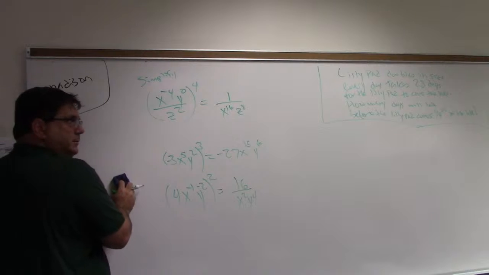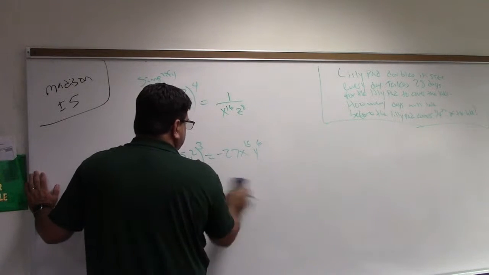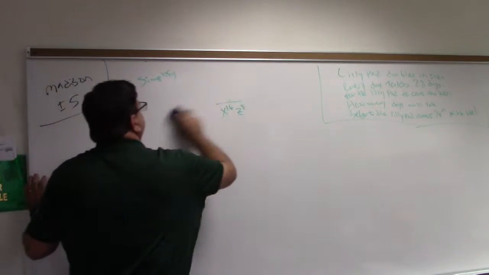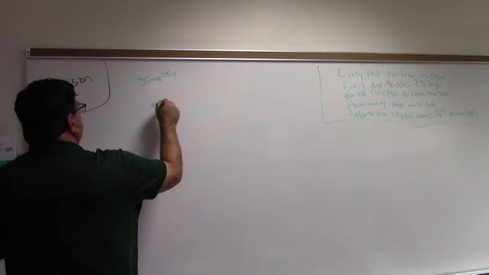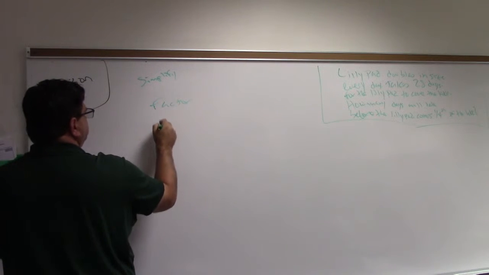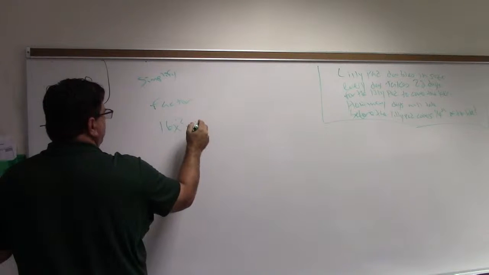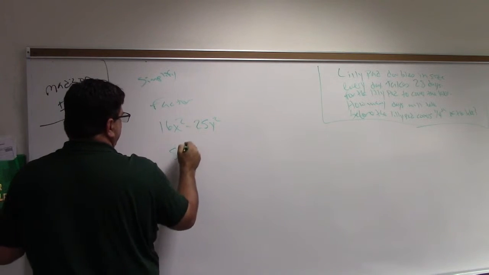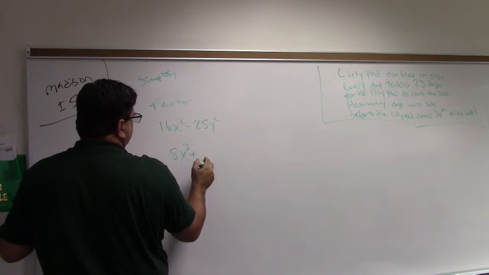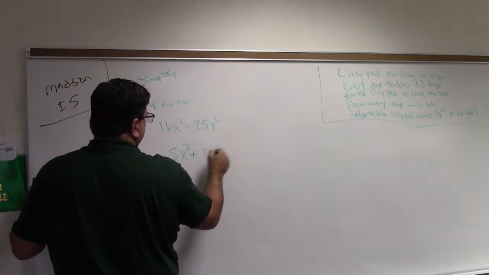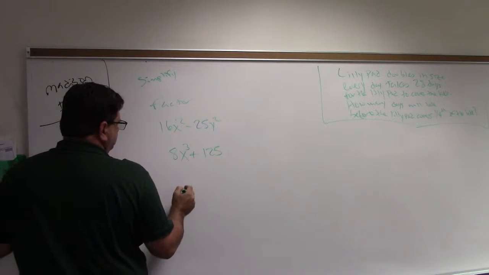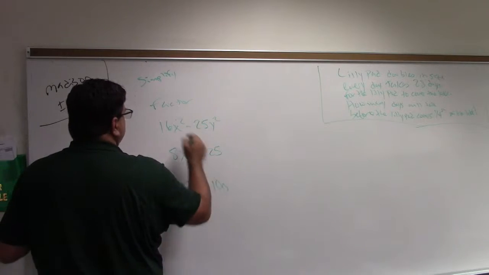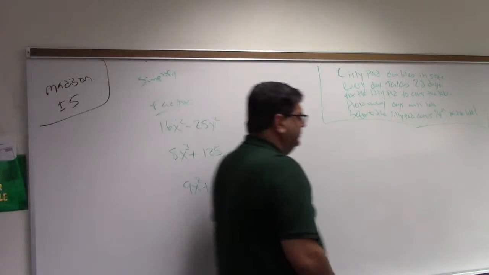We're racing. All right, let's have some fun. Let us factor 16x squared minus 25y squared, 8x cubed plus 125, 9x squared plus 100. Factor all of those.